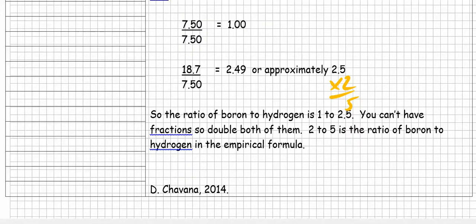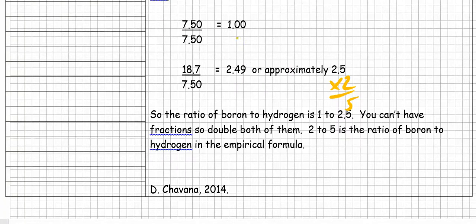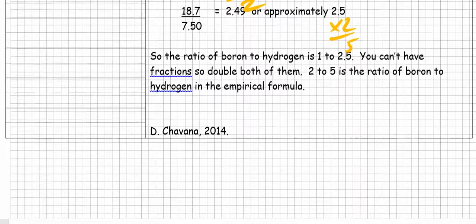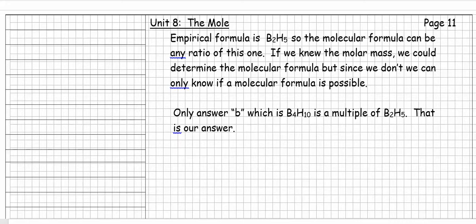We're going to multiply this one by 2, and this one by 2 as well. So we get 2, so it's a 2 to 5 relationship. The ratio of boron to hydrogen is 2 to 5. If you look at A, B, C, and D, the only thing that is a ratio of 2 to 5 is 4 and 10. So B has to be the correct answer.